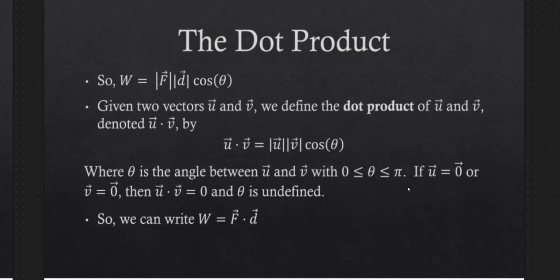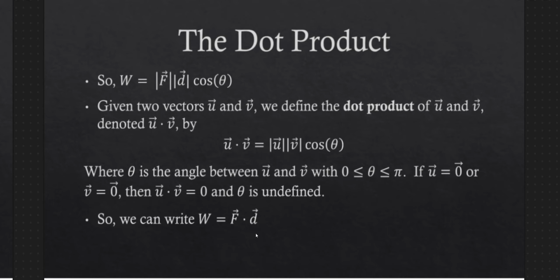Now, a little caveat here: this angle is not defined if one of my vectors is 0, right? We can't define an angle between those two because one of them has no direction, or both. In this case, we just say the dot product is 0 and that the angle between them is undefined. So that covers this weird case if, say, our force is 0 or if we don't move the object at all. And so that is the dot product.